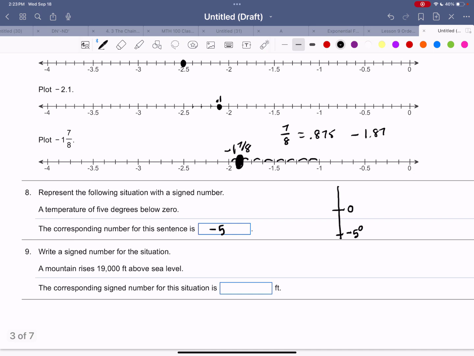So there, in science, we think of sea level kind of as our baseline, and then a mountain is up above, so that's going to be a positive 19,000. And we don't write the positive, and my math lab may or may not take it if you put a plus 19,000 there.